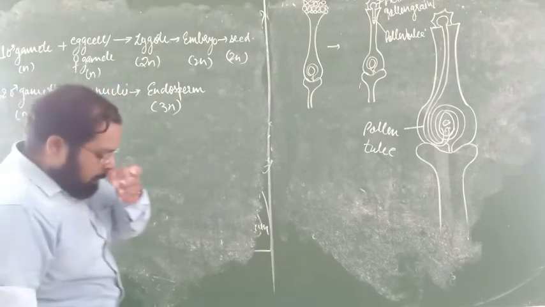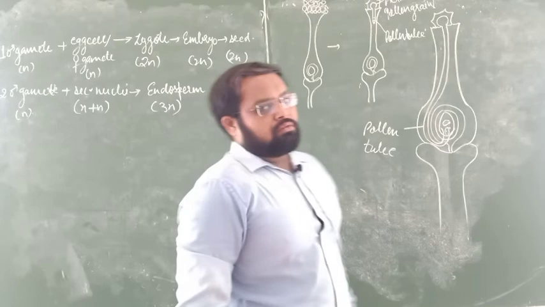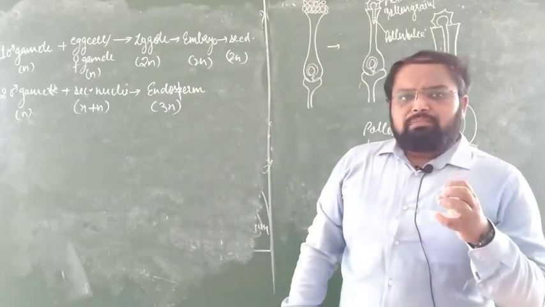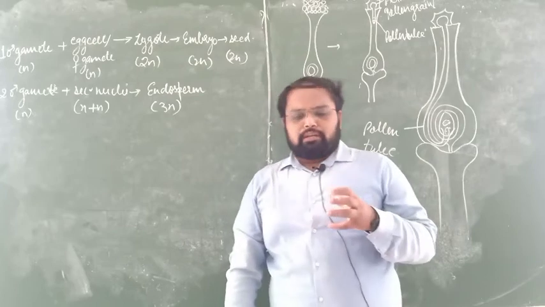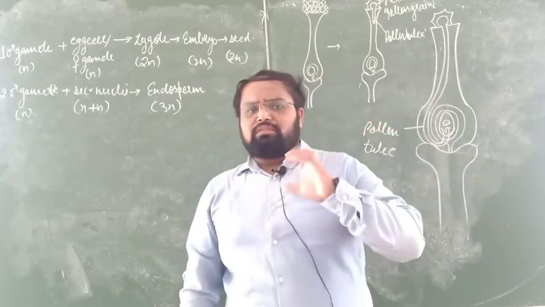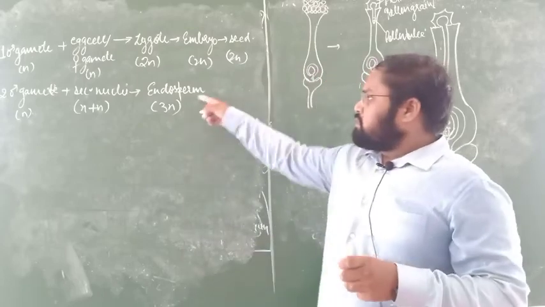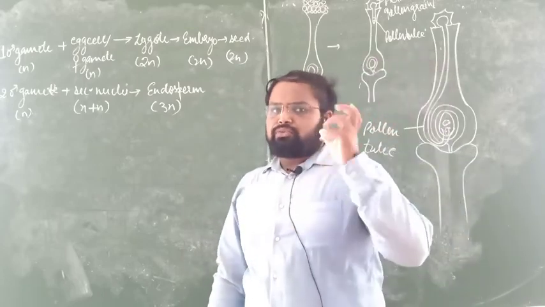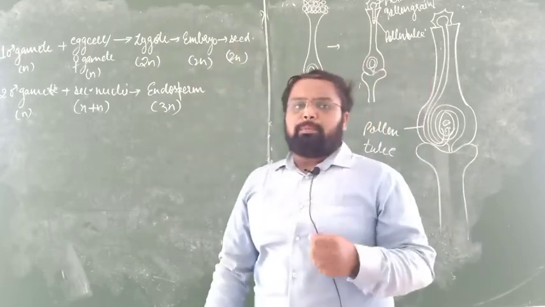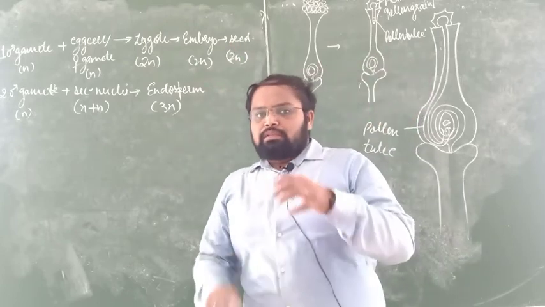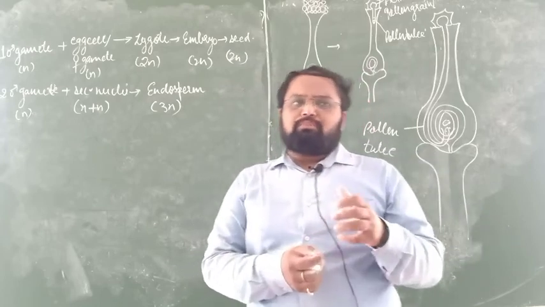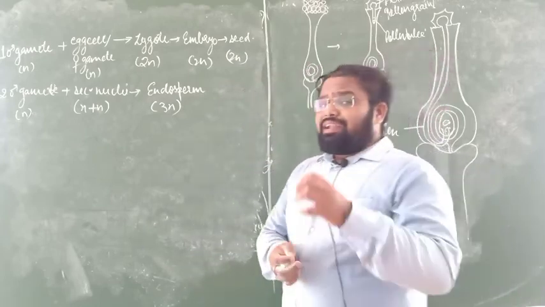The best example is coconut. If you buy a coconut, some water is inside. That water is the endosperm, and the white part is called the seed or embryo. Suppose the coconut grows properly.